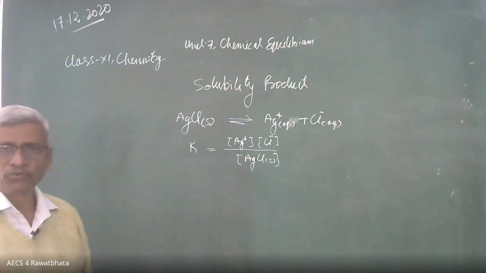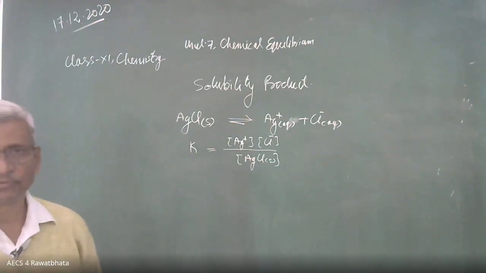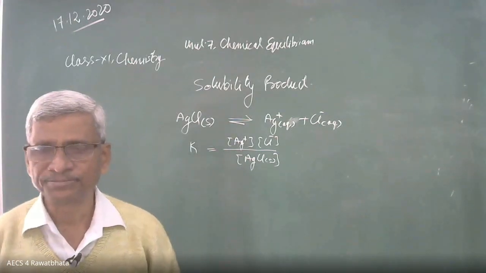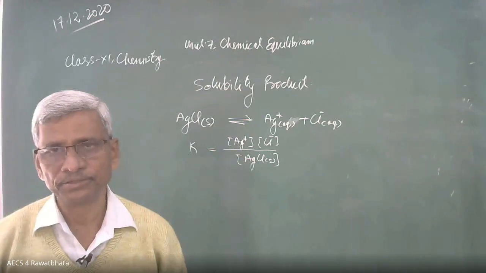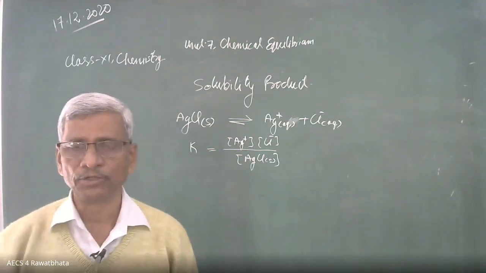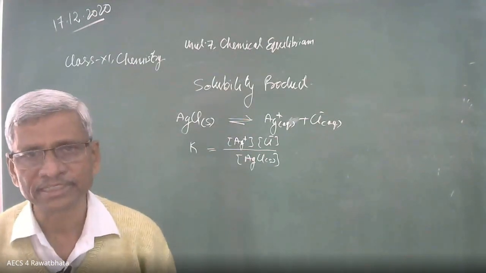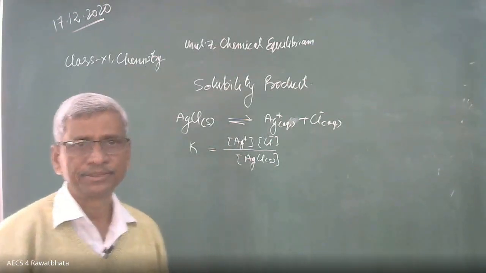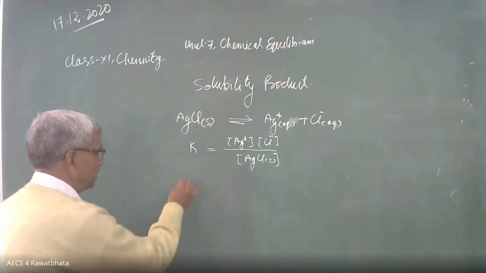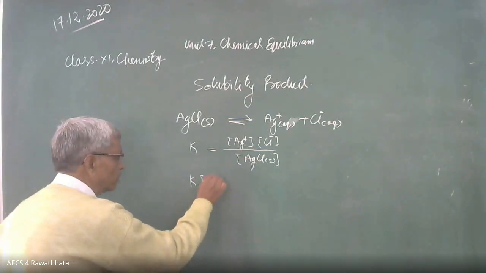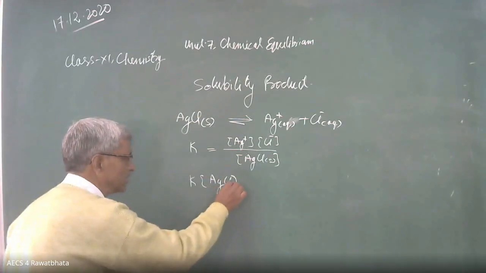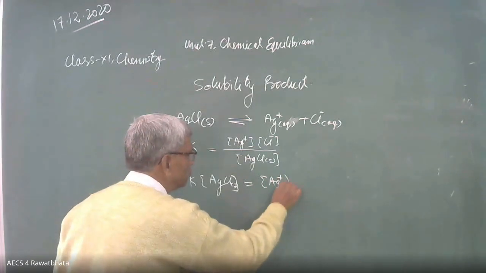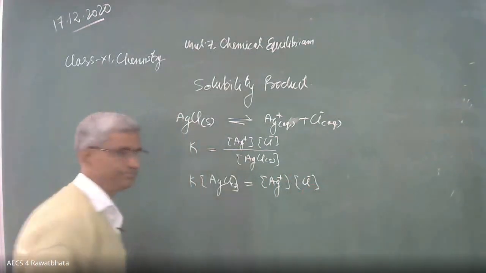Okay. What is the concentration of a solid? Yes, beta. As we saw at the beginning of this lesson, while writing the expression of the equilibrium constant, the concentration of a solid is taken as 1. So K into the molar concentration of AgCl solid is equal to the molar concentration of Ag positive into the molar concentration of Cl minus. Okay.